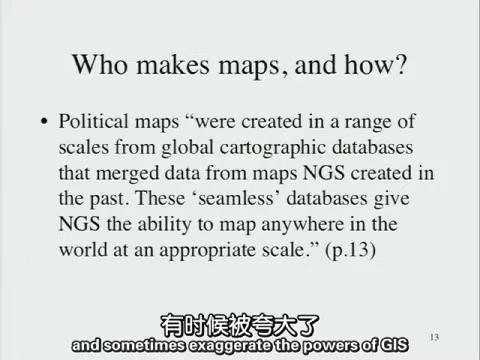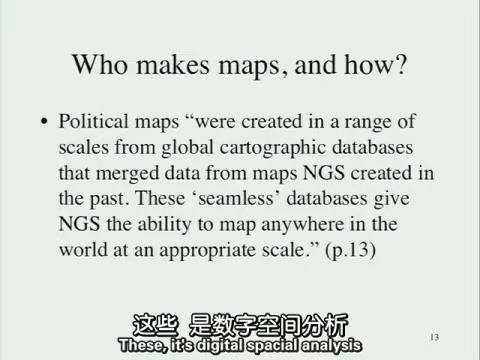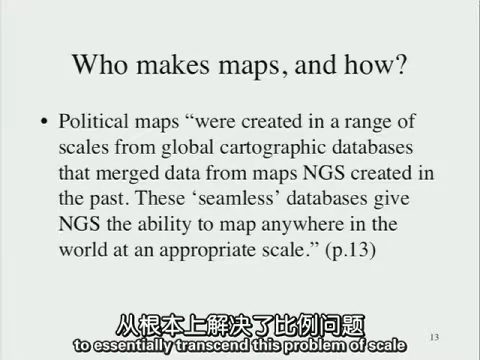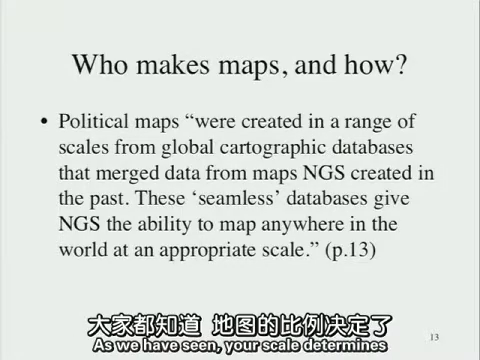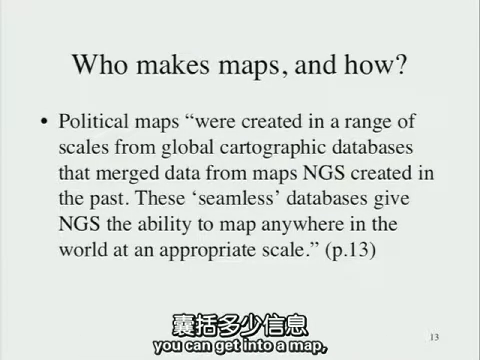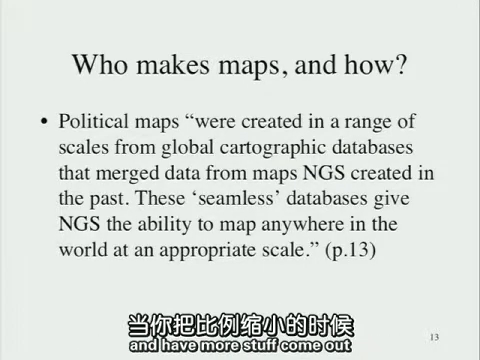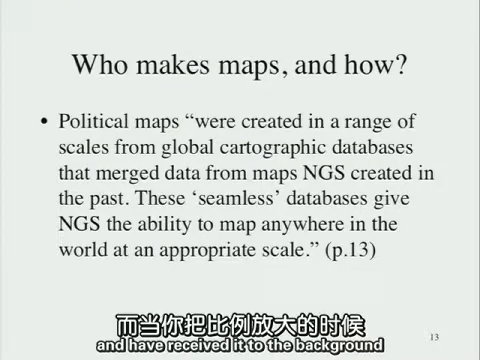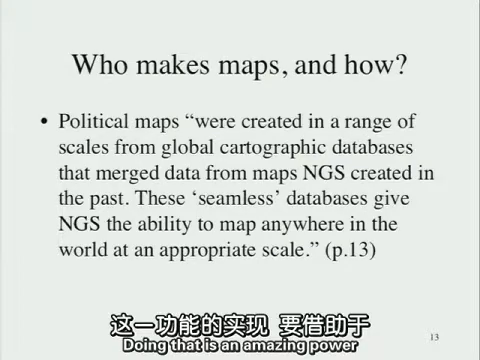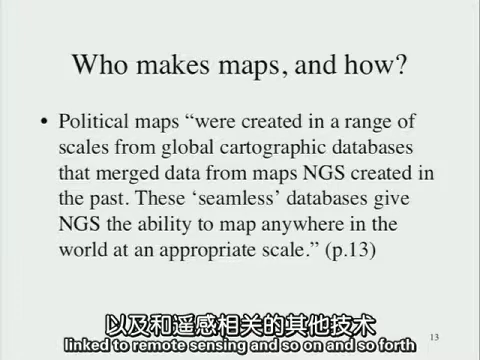And it's something that is associated with, and sometimes exaggerates, the powers of GIS. Everyone know what GIS is? Geographical Information Systems. It's digital spatial analysis to essentially transcend this problem of scale. As we've seen, your scale determines simplification and generalization. The scale determines how much information you can get into a map. But if you can create a database that allows you to change the scale, expand it and contract it, and have more stuff come out as you get to a smaller scale, and have it recede into the background as you go to larger scales, doing that is an amazing power achieved through GIS and technologies linked to remote sensing and so on and so forth.